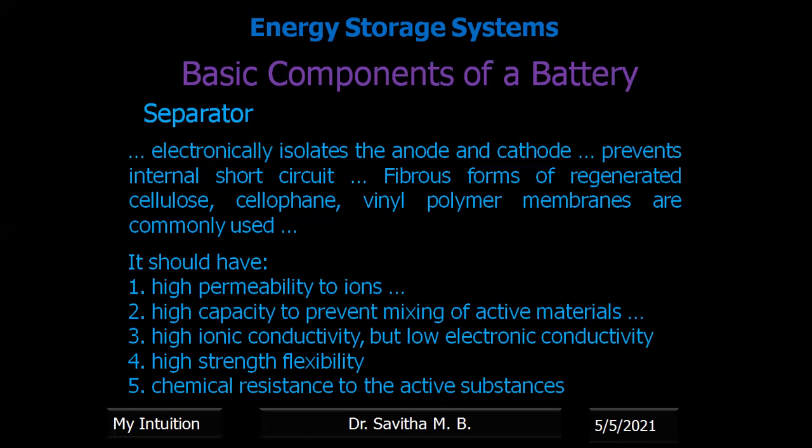It should have high capacity to prevent the mixing of active materials, and it should have high ionic conductivity, but it should not be electronically active. That means it should have low electronic conductivity. It should not conduct electricity, but it should allow the ions to pass through it. Then it should have high strength, flexibility, and chemical resistance to the active material. That means it should not get involved in the reaction, and should not react with the anode and cathode reactive masses.